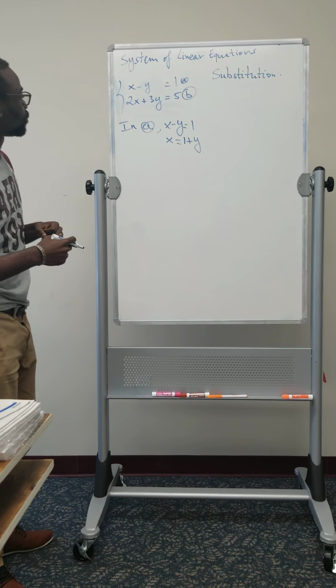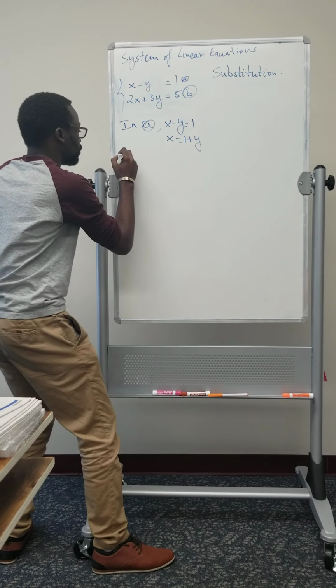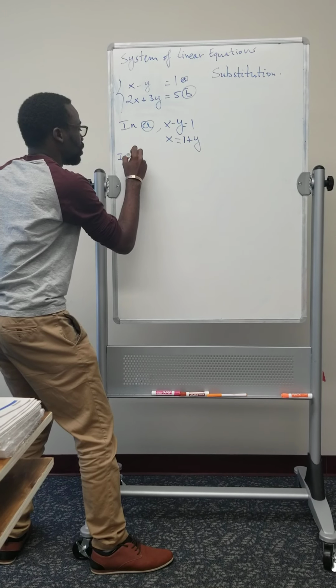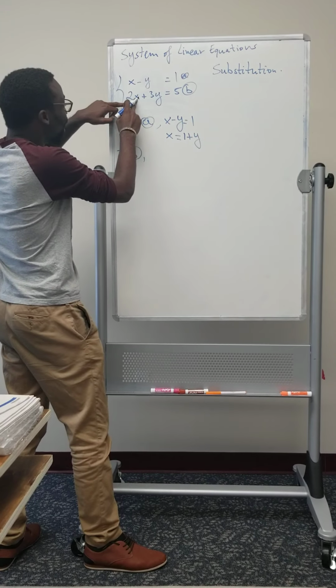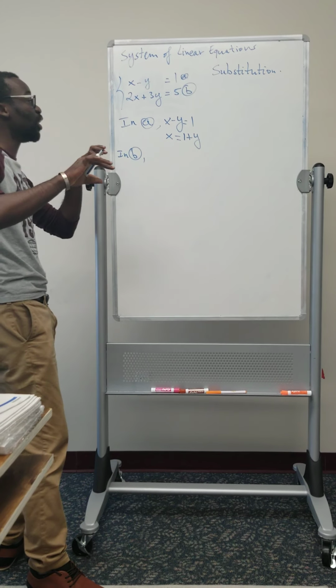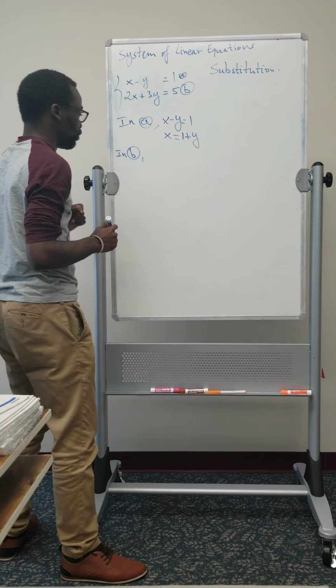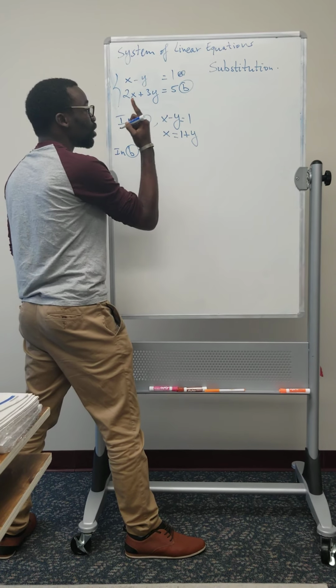So what does it mean? Now I can go back in B, and I replace x by its expression. By this way, I will have an equation with one variable. That's the short-term goal, basically. To have an expression with one variable.